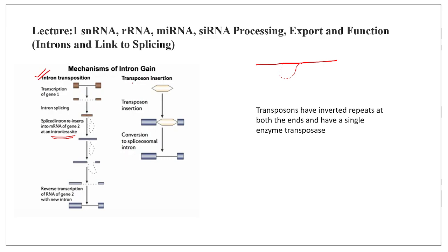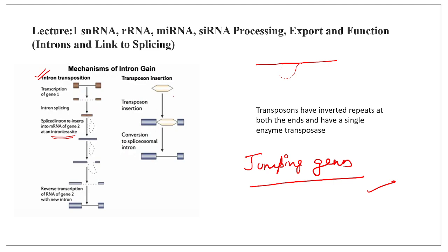Then comes your transposon insertion. So transposons are also known as jumping genes. So see, this is a transposon. It can go and insert itself, and then it is converted into a spliceosomal intron. Transposons have inverted repeats at both the ends and have a single enzyme called transposase.